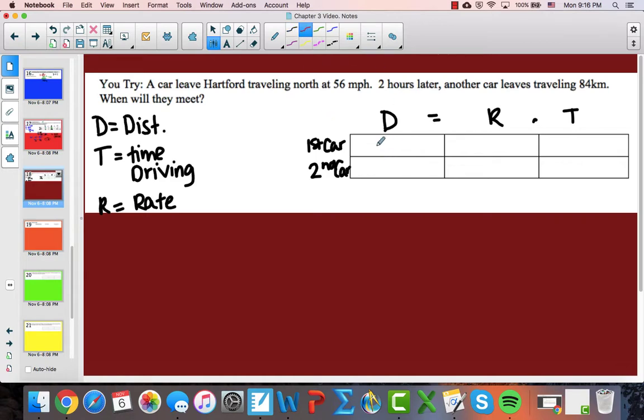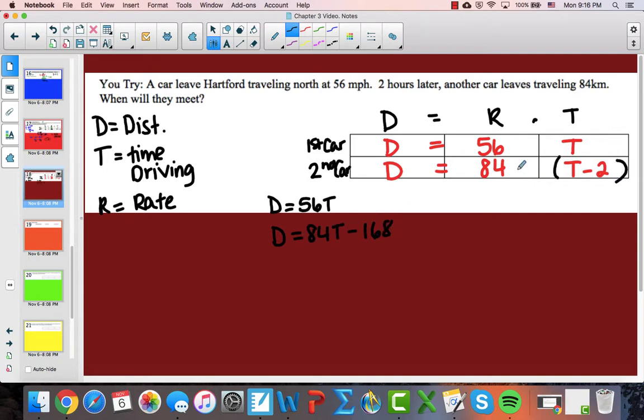All right, so hopefully you recognize that D was unknown. The first car was going 56 miles an hour for an unknown time. The second car, we don't know the distance, but we do know the rate was 84. And he left 2 hours later, so in this case it would be T minus 2. My two equations then would be D equals 56T and D equals 84T minus 168, because I want to make sure that I'm multiplying, so I would distribute that 84 through.